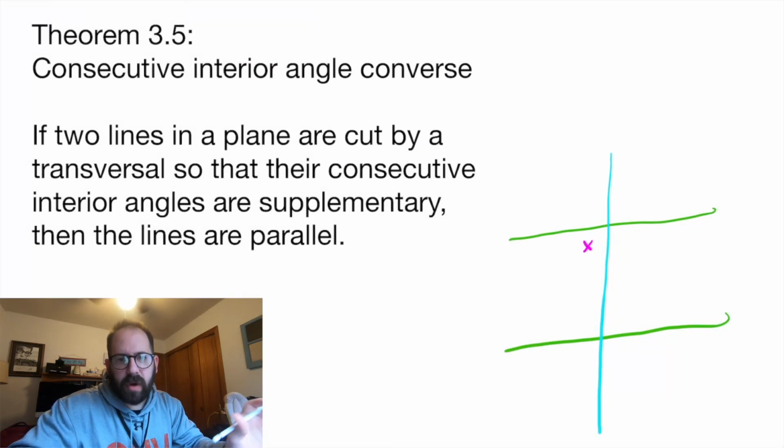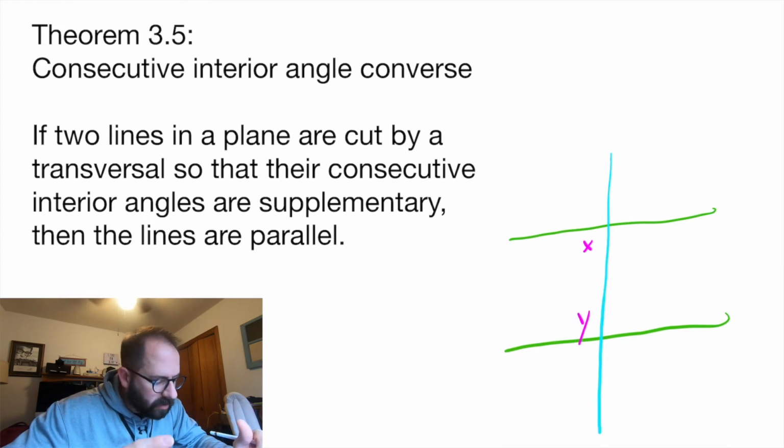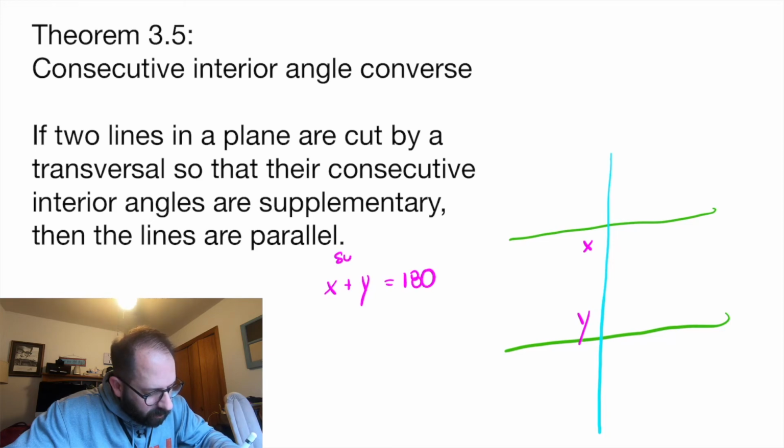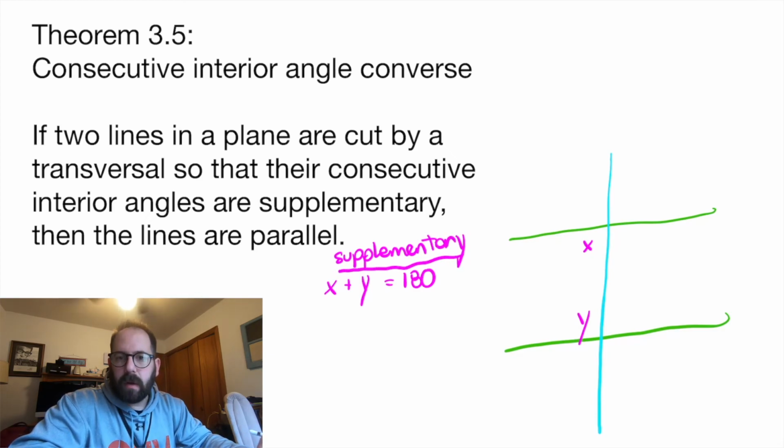Now we know consecutive angles are not equal, we know that, right? But they're saying that they're supplementary, right? So x plus y has to equal 180 when you add them together. That's what supplementary means, right? What I need to do is show that these lines are parallel, that this forces the lines to be parallel. Okay, so here's how I do it. This is going to be an interesting way to show it.